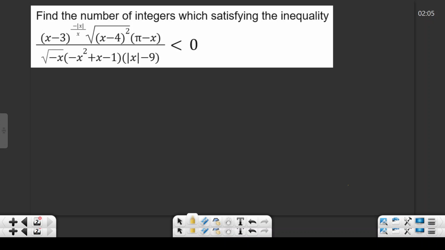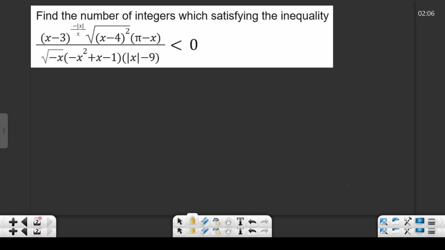Hello everyone. Today I am taking the problems from the topic called inequality, right? So in this problem, we have to find the number of integers. That means the number of values of x, where x should be an integer, such that it will satisfy this particular inequality, right?